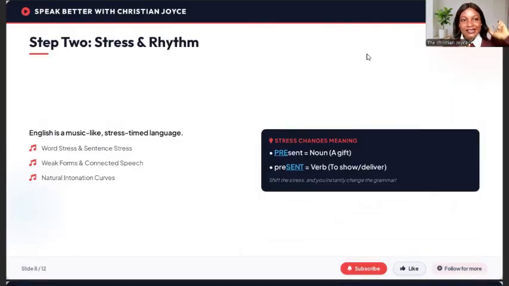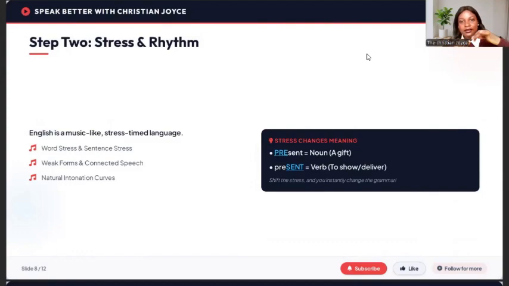Step 2, stress and rhythm. English is music-like and is stress-timed. So word stress and sentence stress work with the weak forms and connected speech, and also natural intonation comes. It's just like, if you love music, English will be very easy to learn. I love learning languages. And how do I learn languages? Just by listening to the music in the language. It's that simple. And from how they pronounce and enunciate the words, I learn how to pronounce those words.